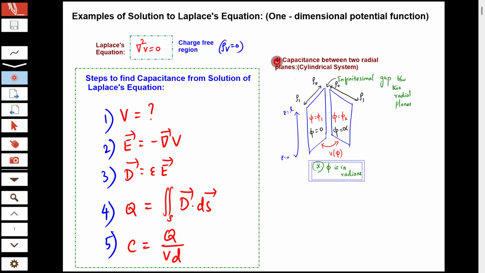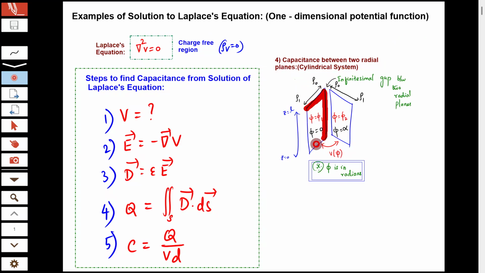Hello everyone. In this video, let us discuss the derivation of capacitance between two radial planes in a cylindrical system, taking the example of the solution to Laplace equation for a one-dimensional potential function. Let us consider two radial planes in a cylindrical system.